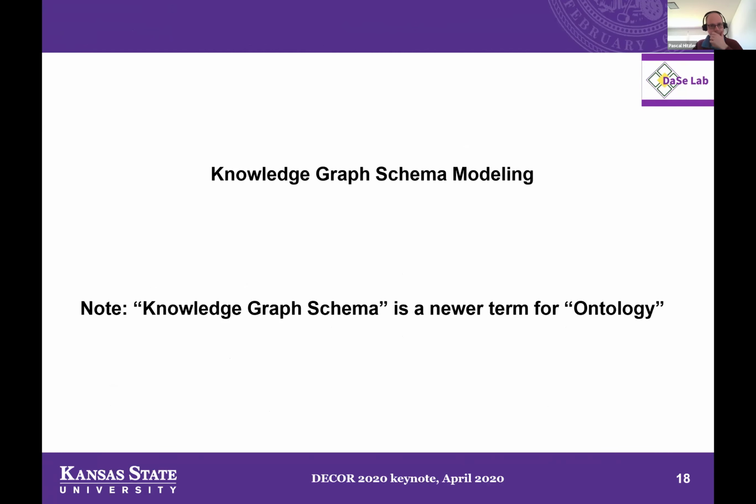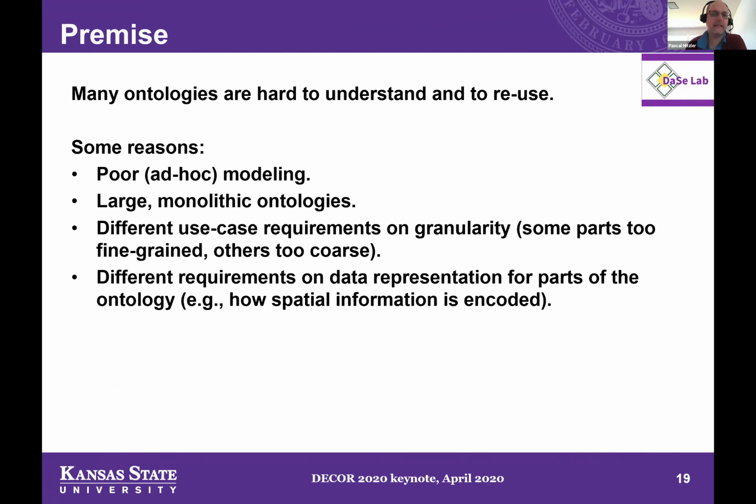Okay, so knowledge graph schema modeling. How do we get at that? It helps to start by understanding why existing ontologies are so hard to understand and to reuse. And again, this is based primarily on our experience here. One obvious thing is poor ad hoc modeling. If you model ad hoc, then using it by somebody else is often just outright not what you should be doing, because it's not going to fit the purpose.